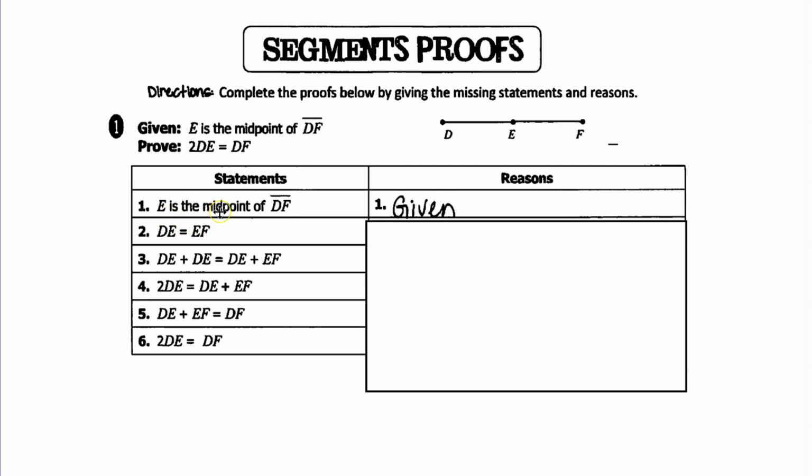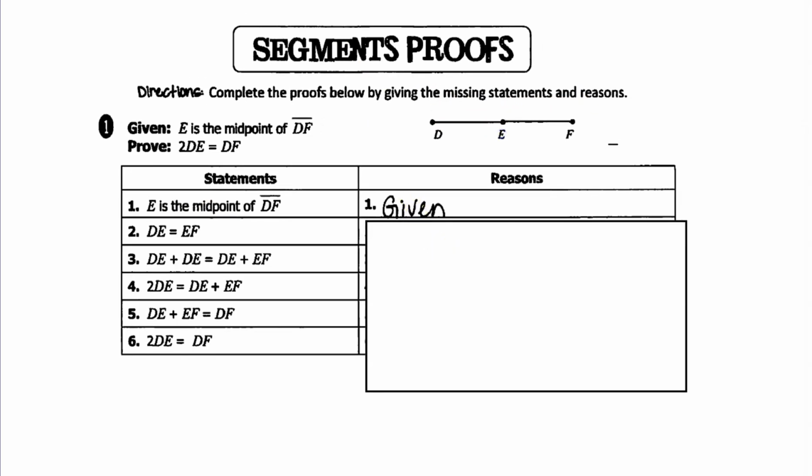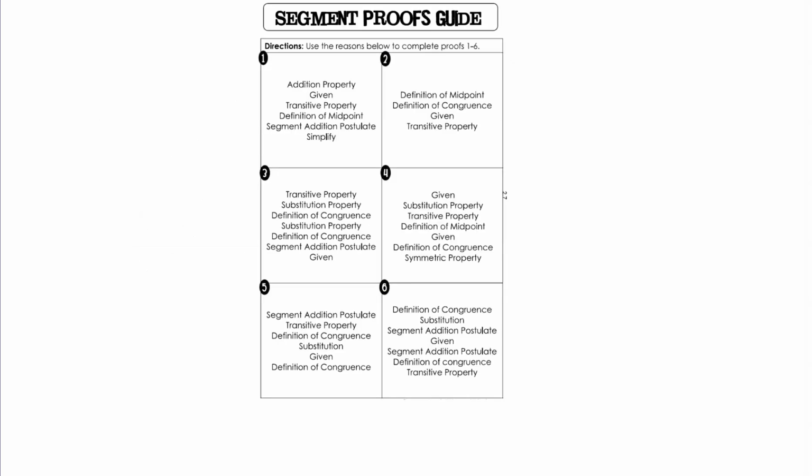All right, DE equals EF. Why does DE equal EF? Well, isn't that because E is the midpoint? It would just be the definition of a midpoint. So let's go back to our guide here. Oh, look, a definition of a midpoint. It could be this one here.